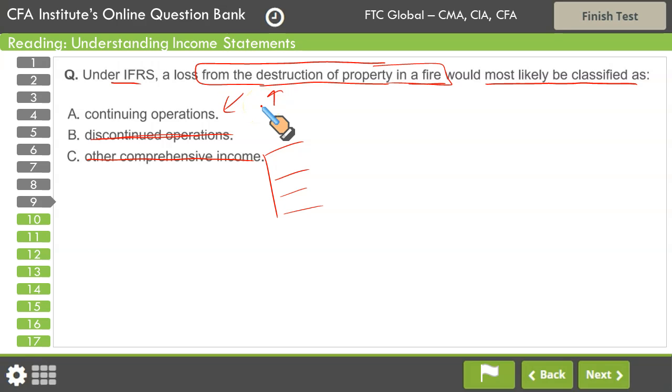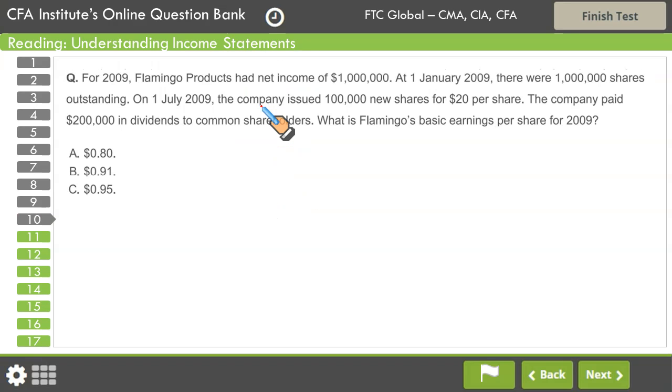So yes, a fire is not a regular occurrence, it's quite an infrequent occurrence, but it would still need to be reported in continuing operations, right? So that makes A the correct option.